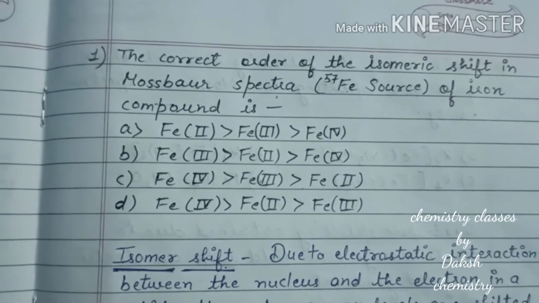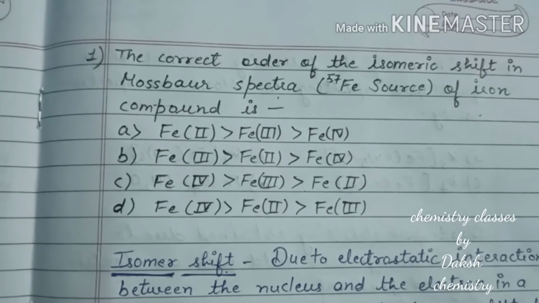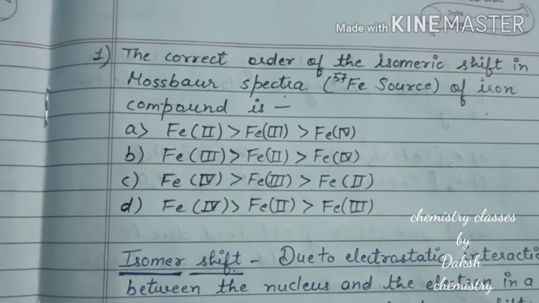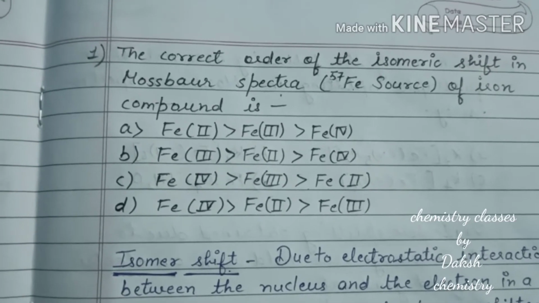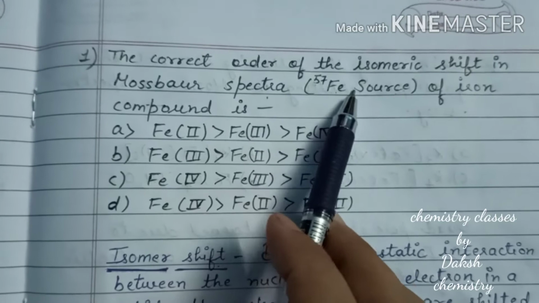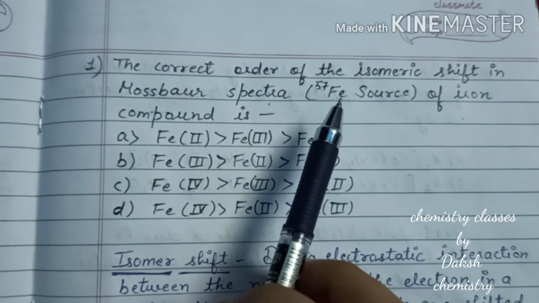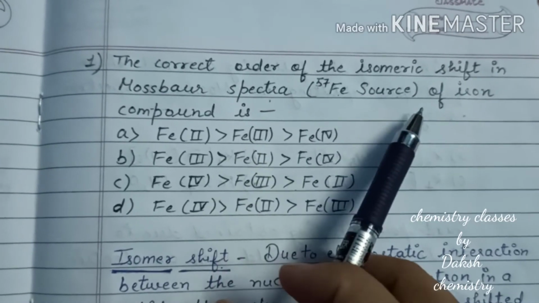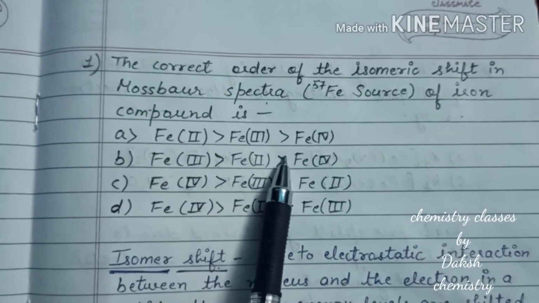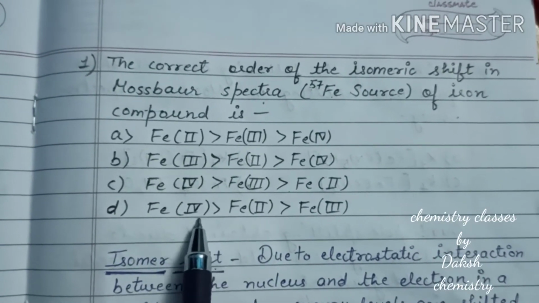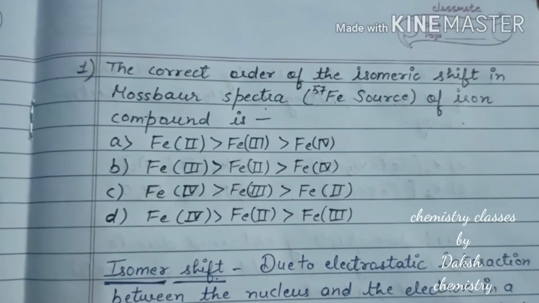Hello everyone. Today we are going to discuss previous year asked questions in CSIR NET or GATE based on Mössbauer spectroscopy. So let's start. The correct order of the isomeric shift in Mössbauer spectroscopy in iron-57 source of iron compound is, option A, this one, this, or this. What is the order of the isomeric shift?